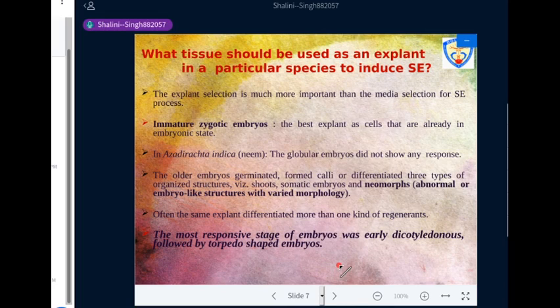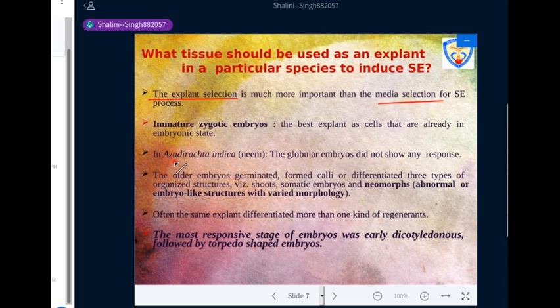What tissue should be used as an explant in a particular species to induce somatic embryogenesis? The explant selection is much more important than the media selection for the somatic embryogenesis process. The success of your experiment mostly depends upon the explant which you select first, and then you will go for selection of media. So you can take immature zygotic embryos. The best explant is cells that are already in an embryonic state.